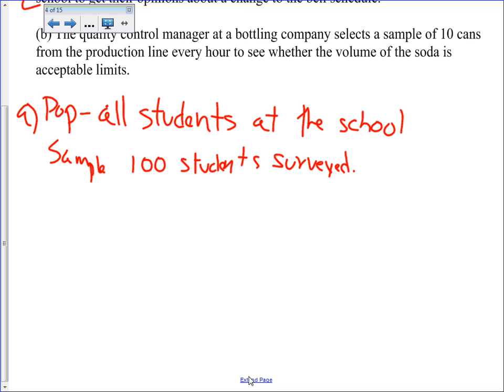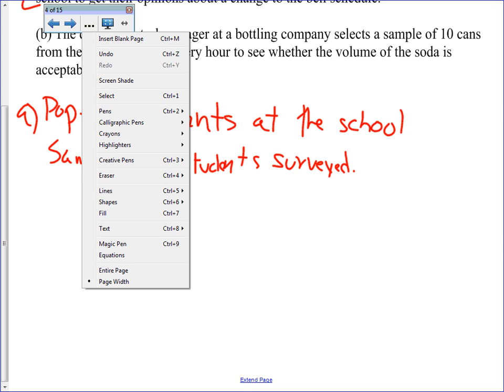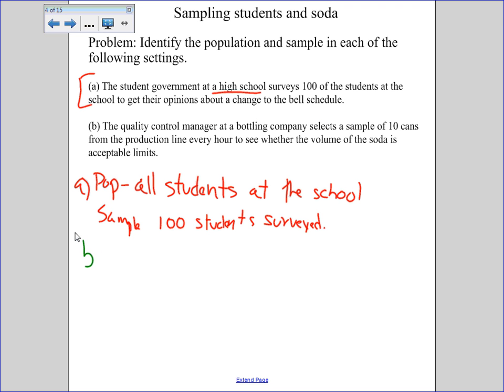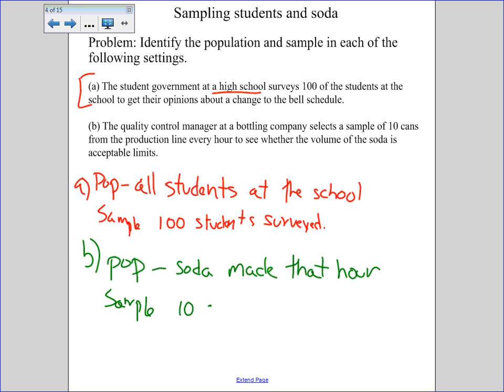So for B, the quality control manager at a bottling company selects a sample of 10 soda cans from a production line every hour to see whether the volume of soda in the cans is within an acceptable limit. So is the population all soda cans made every day? No, the population is soda cans made that hour. The sample is the 10 cans selected.